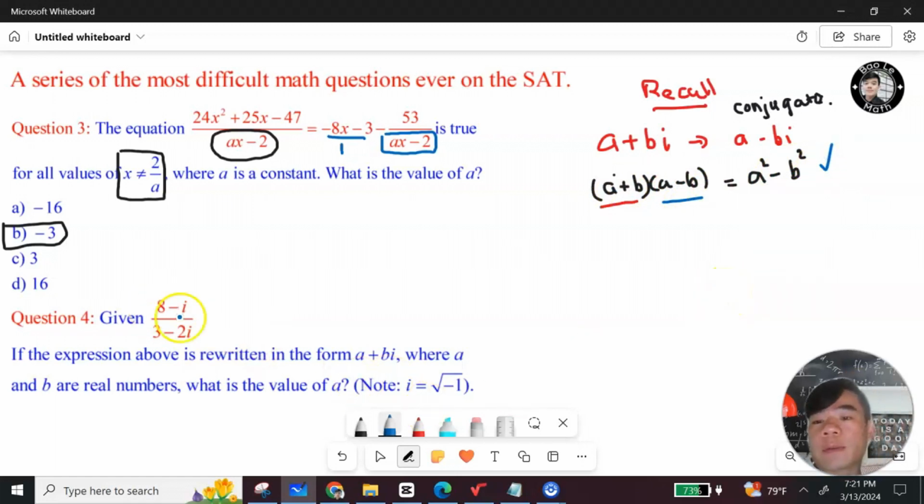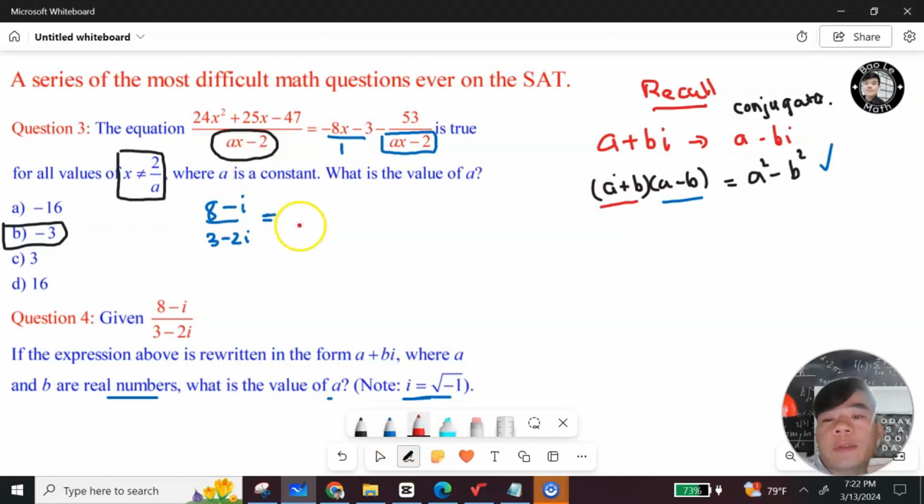Okay, now we start from here: 8 minus i over 3 minus 2i. If the expression is written in the form a plus bi, where a and b are real numbers, what is the value of a? Remember that i equals the square root of negative 1, and i is an imaginary number. So you need to find a way to eliminate the denominator. How do I do this one?